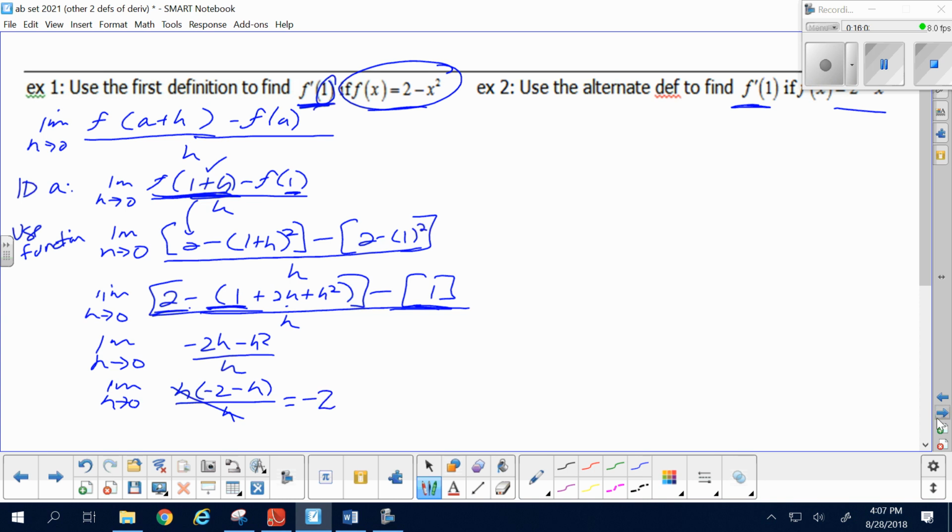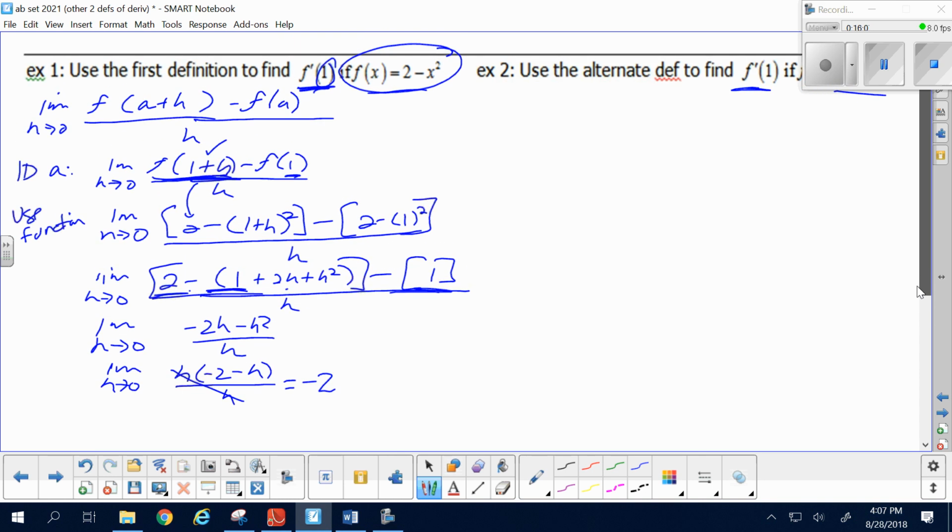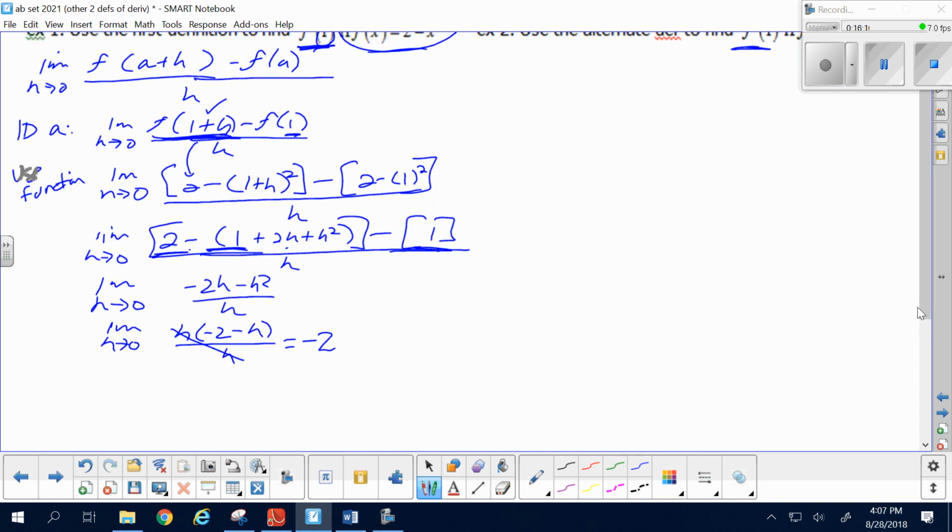Now, take a second to figure out what the heck we just did. We pushed around a ton of symbols, and we got negative 2, and what does it mean? Well, the function is 2 minus x squared. We know that's a parabola opening down and shifted up 2. So the graph of this function for this problem looks like this.